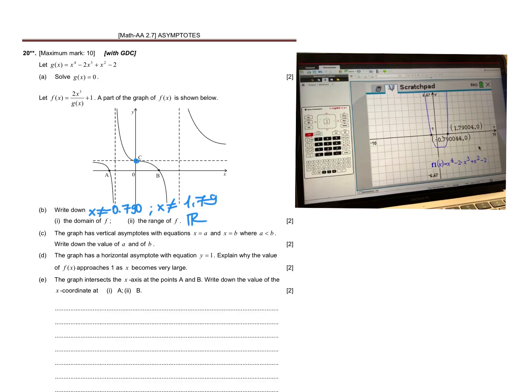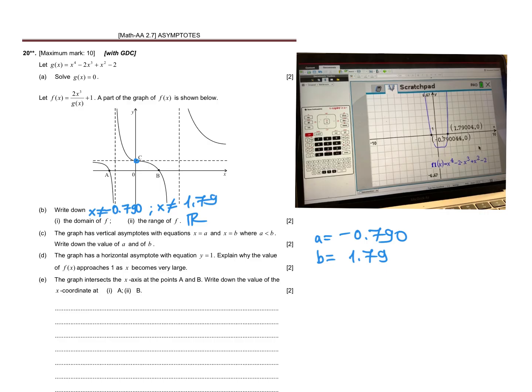All right, for C, the graph has vertical asymptotes with equations x equals a and x equals b, where a is less than b. So a is obviously -0.79, that's its first vertical asymptote, and b is 1.79, because a is less than b.